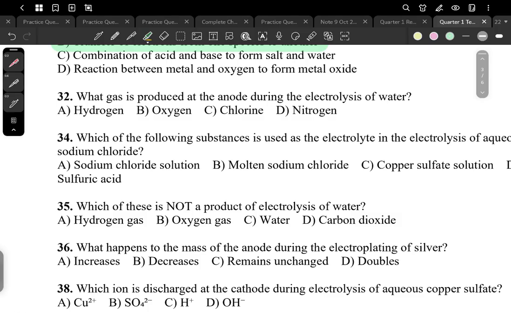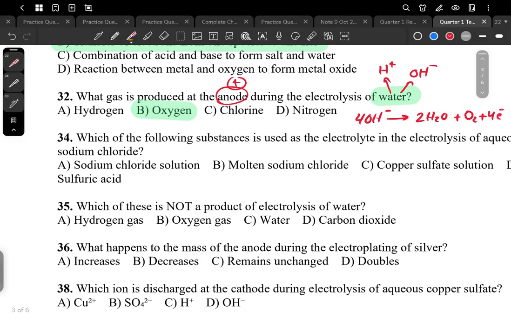What gas is produced at the anode during electrolysis of water? So this is just water. We know that when electricity passes through water, it dissociates into hydrogen ions and hydroxide ions, right? So at the anode, the positive one, the hydroxide ion is going to be attracted to the anode, producing oxygen gas. At the anode, the hydroxide ion is oxidized according to this equation that I told you to memorize, producing 2 molecules of water, 1 molecule of oxygen, and 4 electrons.